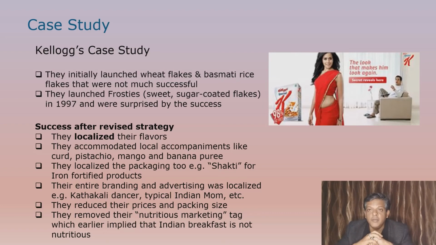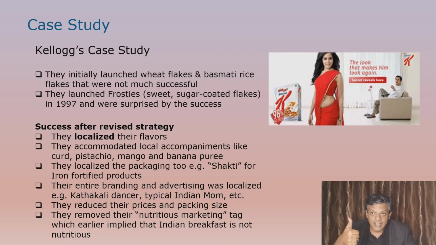Basmati being very much an Indian staple food, it failed probably because they did not focus much on ideation. They didn't look for alternative solutions. But when they did that, they came up with Frosties, which was a huge success. So, how did they achieve this success after a revised strategy?